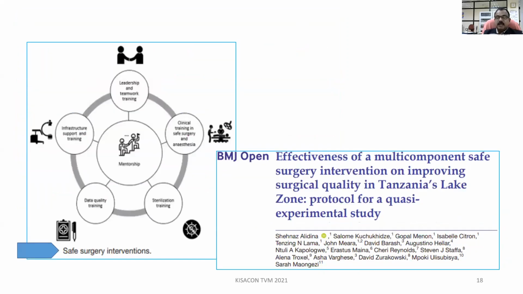Then another study, in BMJ Open, on the effectiveness of a multi-component safe surgery intervention in improving surgical quality in Tanzania. They advised that leadership and teamwork training is important, along with clinical training in safe surgery, sterilization training, data quality training, and infrastructure support and training. They are all safe surgery interventions.